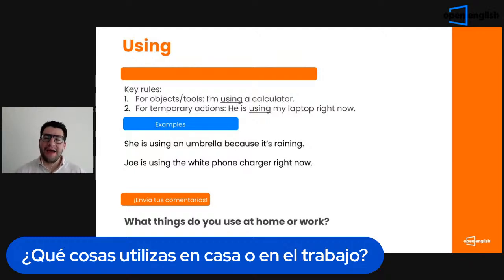I can say maybe I use my refrigerator at home to keep my food cold. All right, we have one. I am using the printer. All right, good one. I'm sure that's at work. I'm using the printer. I use a blanket at home, especially when it gets cold. Great. Okay. Bien, muy bien el uso de use.